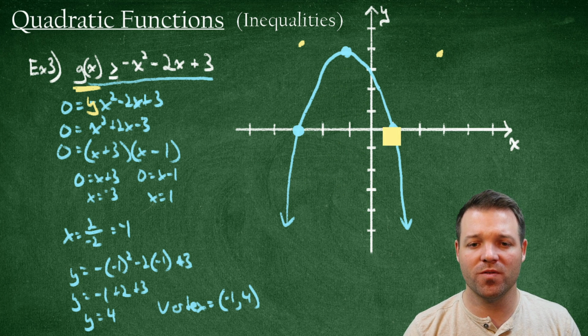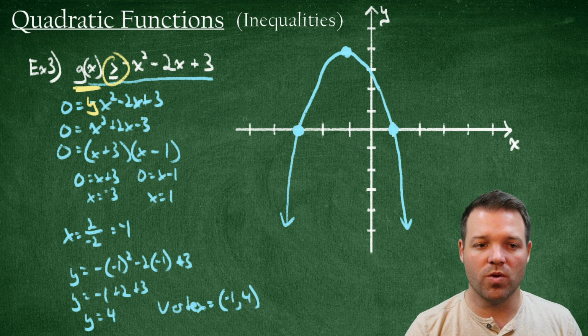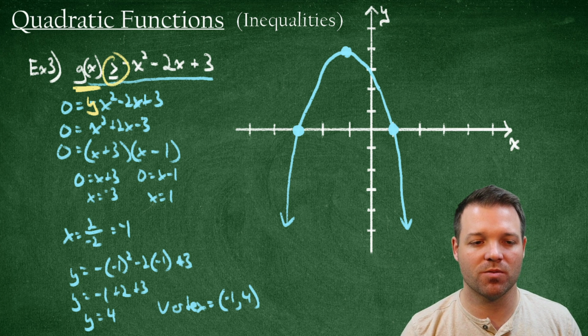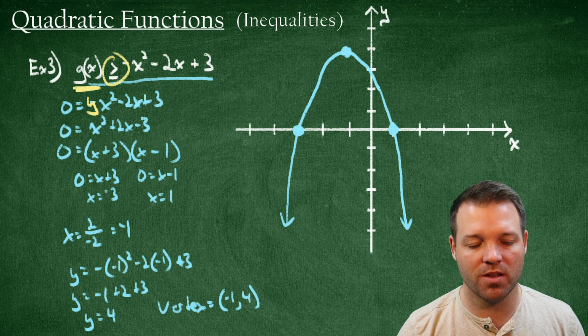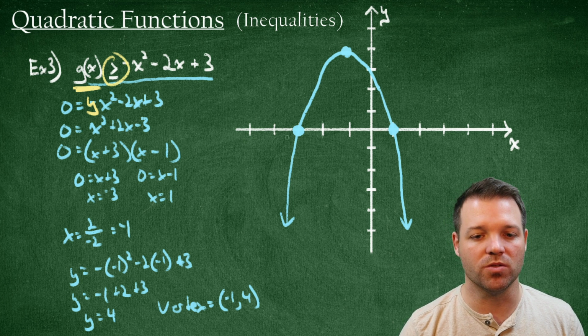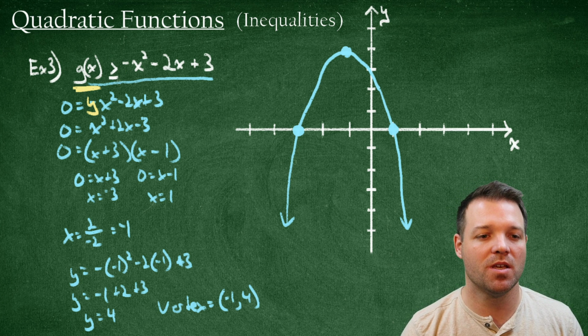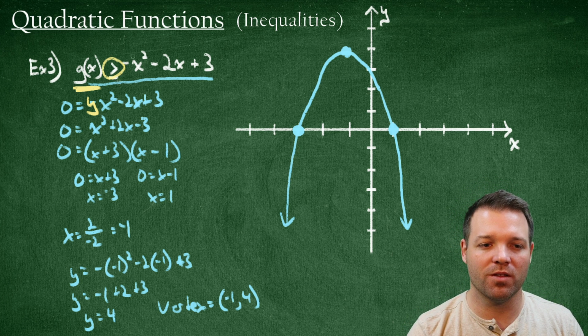But first, before we even do that, do we include the curve? In this case, since I made that change, we are including the curve, because we're not just saying, hey, where is this greater than that? It's greater than or equal to, and the curve represents the equal piece. All right, but now we've got to figure out the greater than piece.